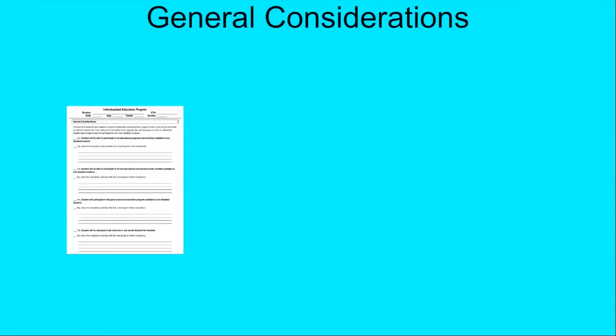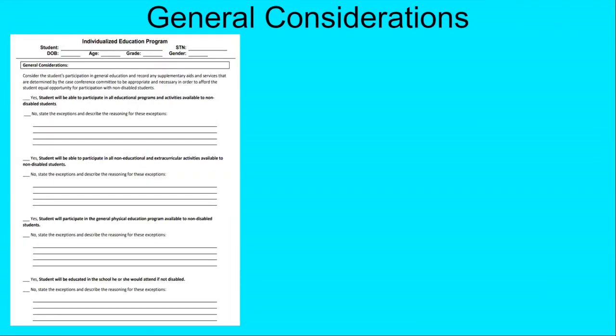General considerations. So when we talk about general considerations, basically, I'm going to summarize it for you. This basically says, can the student do things that similar students without disabilities can do, okay? So this is where we ask these questions, okay? Student will be able to participate in all educational programs and activities, okay?